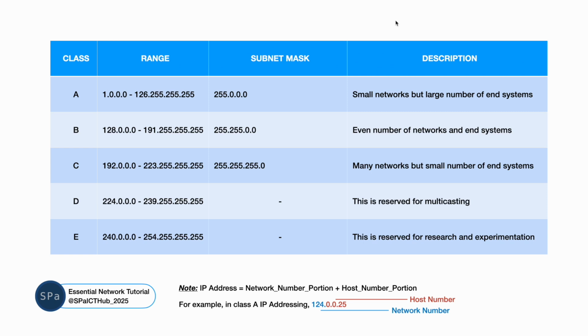So an IP address has 2 parts. The parts are the network number portion and the host number portion. For example, in class A IP addressing, we have 124.0.0.25. The first segment, or the first out of the four parts we have here, is for the network, while the last three parts are for the host number.